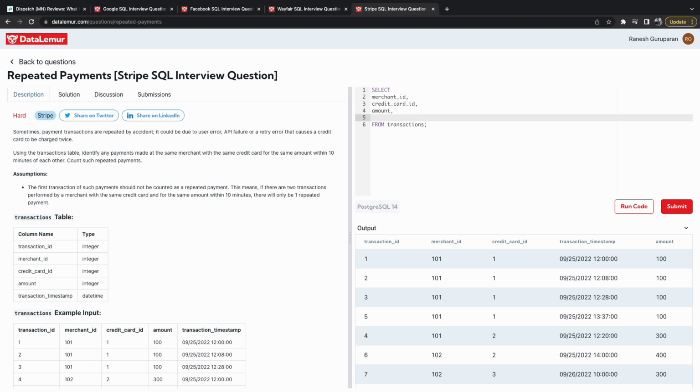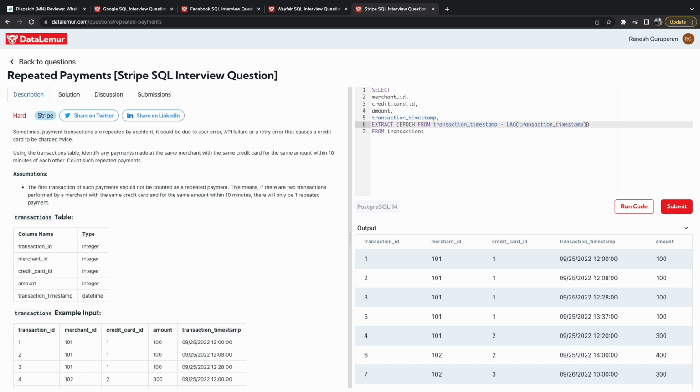I'm trying to decide if we should extract the minute or not. I don't think we should. So let's do transaction timestamp. We also want the time difference between the previous transaction and the current one. For that, let's do extract epoch from transaction timestamp, and we want to minus the lag of this transaction timestamp.